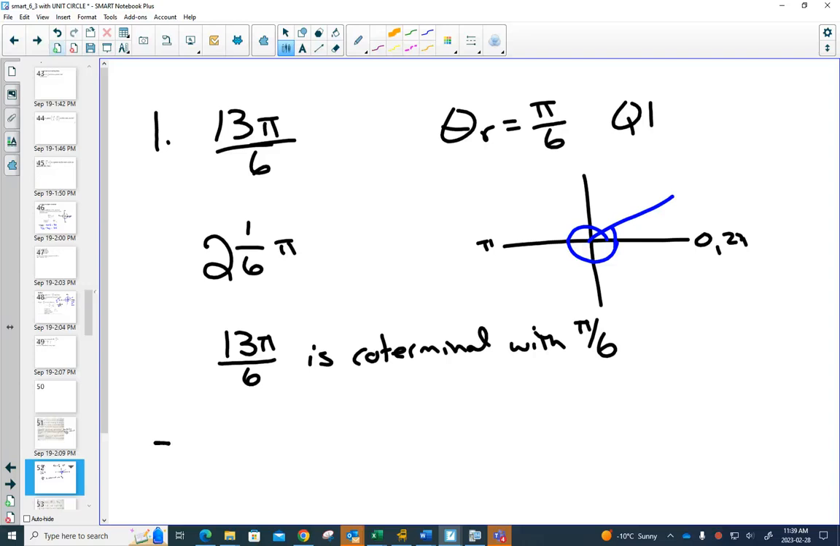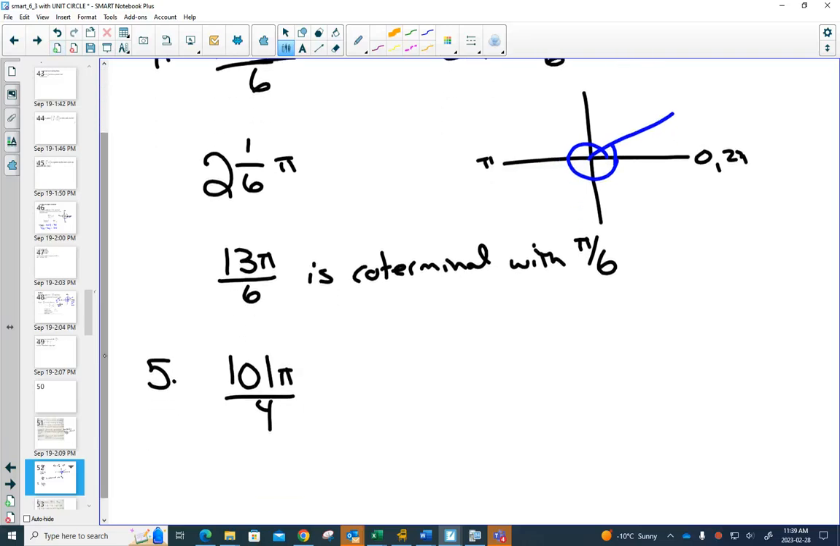Now, when you get to question 5, we'll do question 5 together as well. Question 5 has 101 pi over 4. Okay? So first of all, its radians are really nice. That's part of your pi over 4 family. So you know your reference angle is pi over 4. To figure out what quadrant it's in, we have to change this to a mixed fraction.